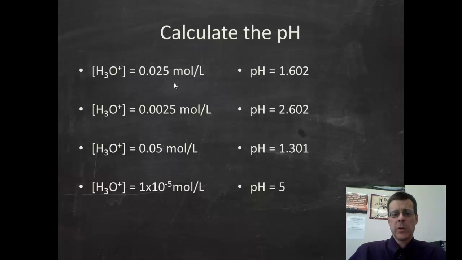Okay, so the pH of a solution that is 0.025 moles per liter, I get 1.6. If it's 10 times diluted, so 0.0025, you'll notice that these decimals are the same, but that number is different. And that's not just a coincidence, by the way. And if my concentration is a little bit higher, my pH is a little bit smaller. And if my concentration is quite a bit smaller, my pH is a little bit higher.